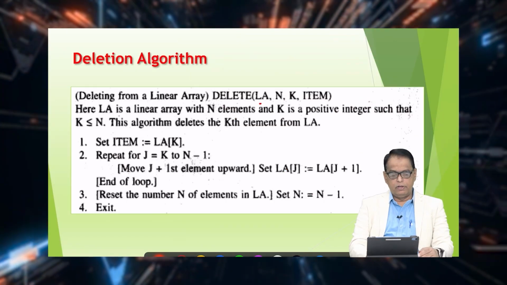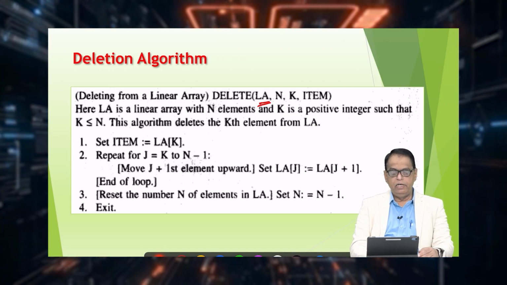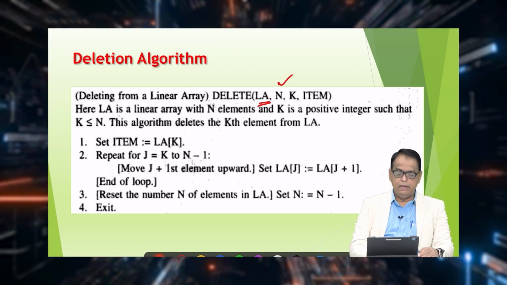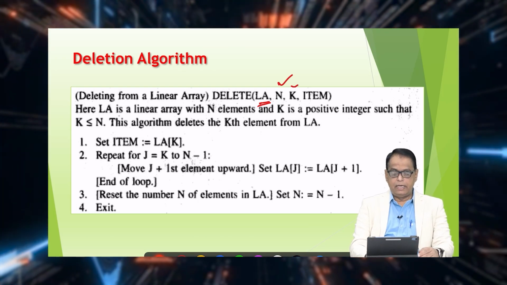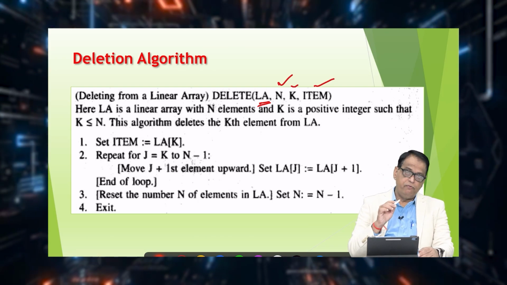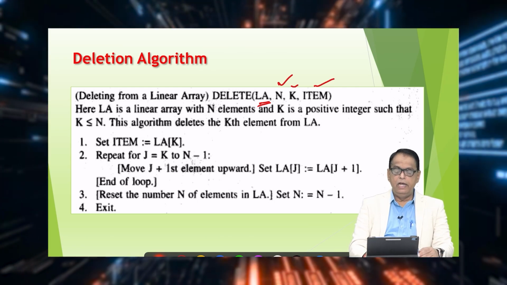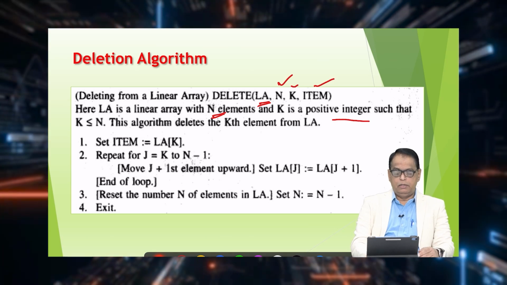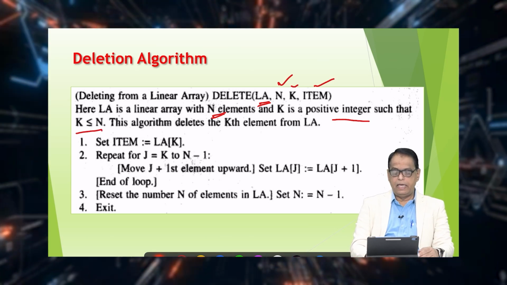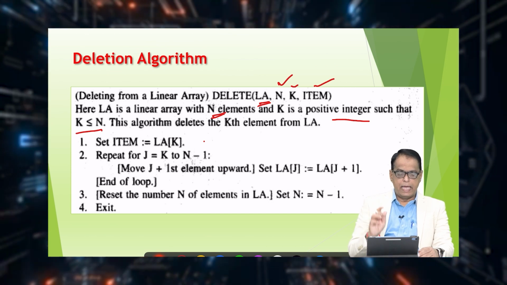Now this is the algorithm. Suppose we have been provided with a linear array, and we will use the variable LA for the linear array. N is the number of elements in the array. K is the position at which we want to delete the element, and the element that we want to delete is indicated by ITEM. So there are N elements in the array. K is a positive integer, and K should always be less than or equal to N.